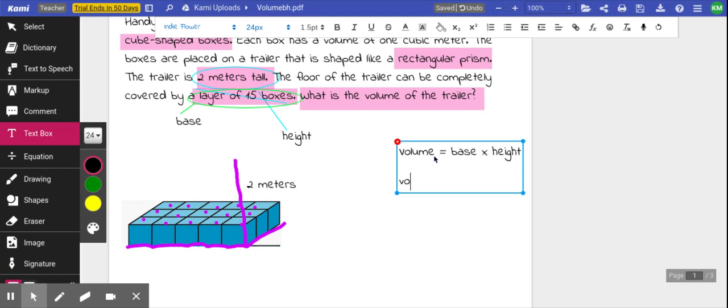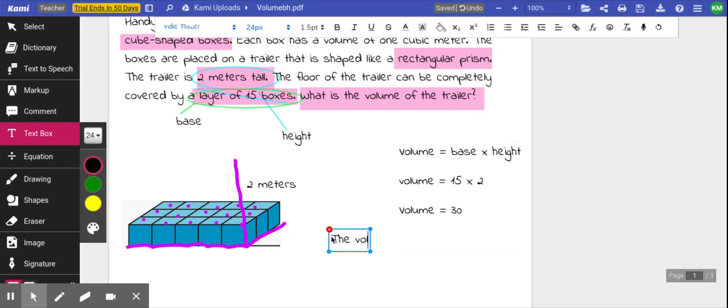So volume is equal to the base is 15 times, and again, remember the height is how tall something is. So 15 times 2, right? So if you look at this, the base is a combination of the length and the width. So the base, again, is covered by a layer of 15 boxes, so 15 times 2. And then my volume is equal to 30 because 15 times 2 is 30. And I can say the volume of the trailer is 30. We'll move it over here. The volume of the trailer is 30 cubic meters.